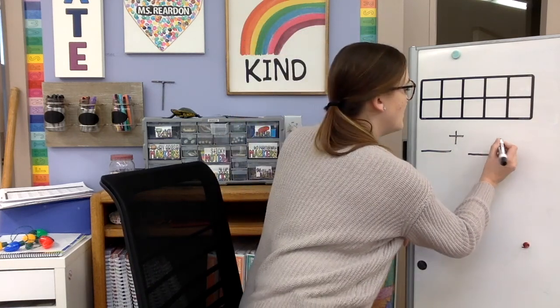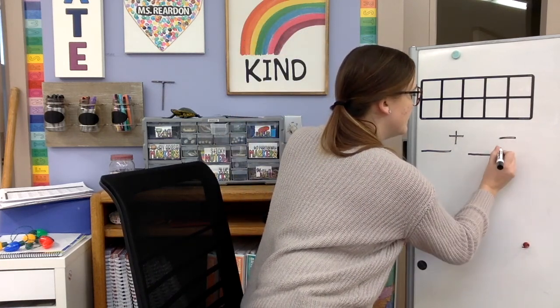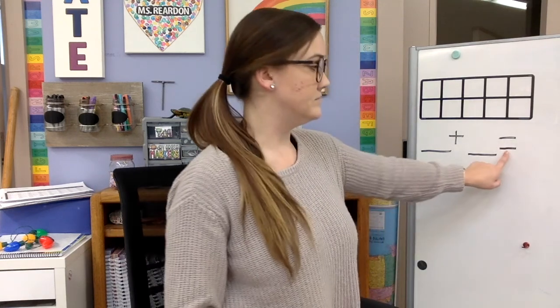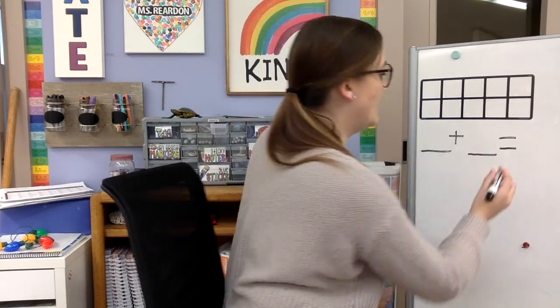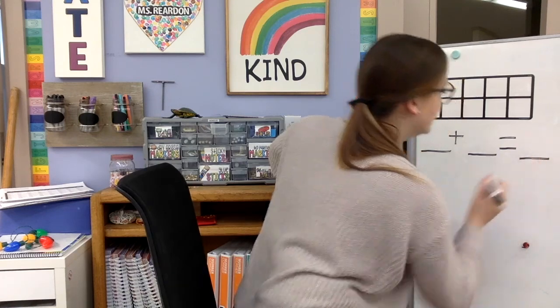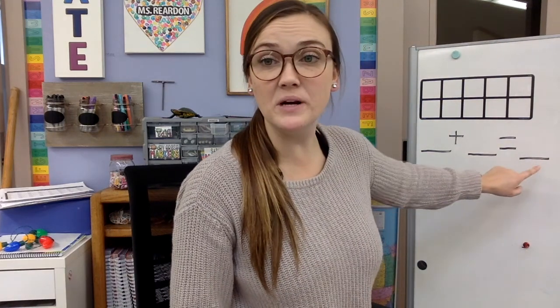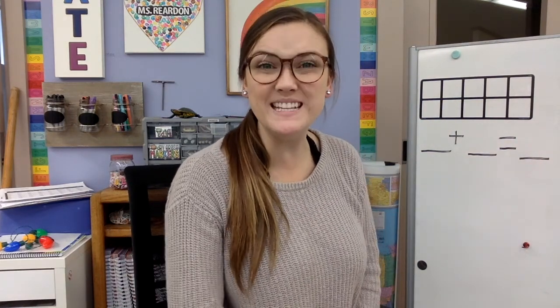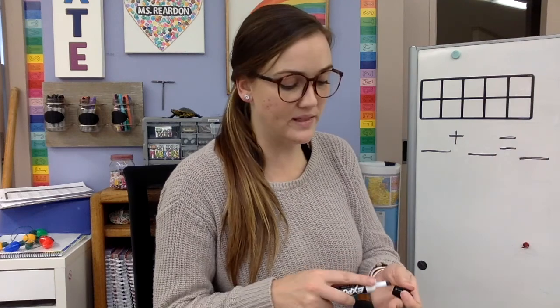Blank plus blank. Now we need an equal sign. Remember, equal sign looks like this. And then one more line like this. On these lines, that's where a number is going to go. So we need to fill in those blanks with numbers.